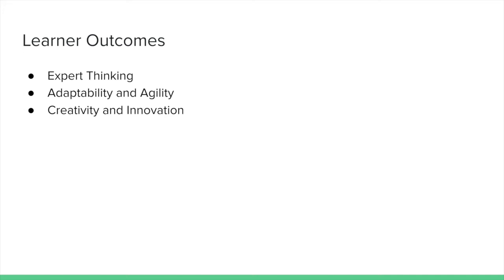There are a few of the learner outcomes used in this project. The first one is expert thinking. Throughout this project, rationality is essential in making good decisions. The second one is adaptability and agility. I needed to be able to adapt with new physics concepts, such as Bernoulli's equation or Pascal's principle, in order to fully understand the meaning behind my project.